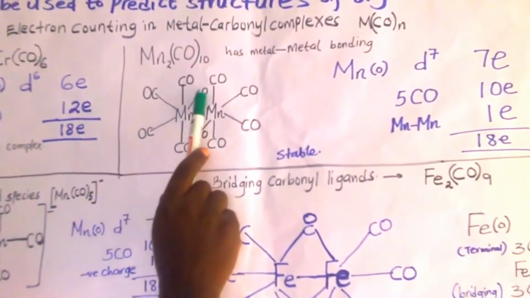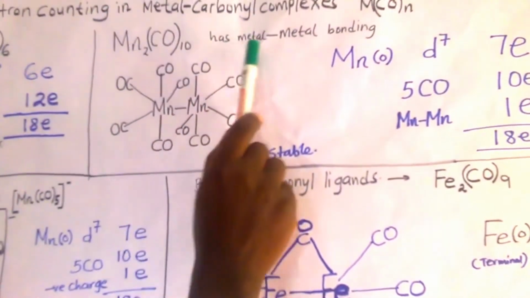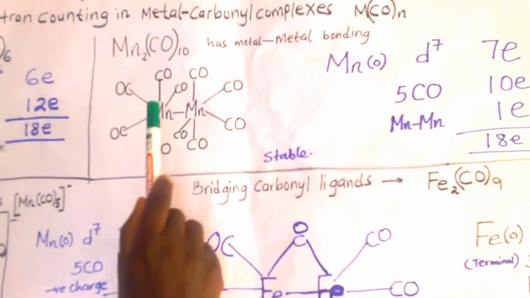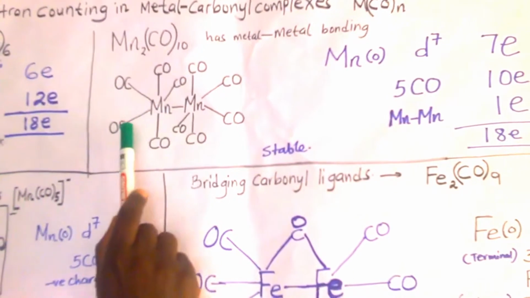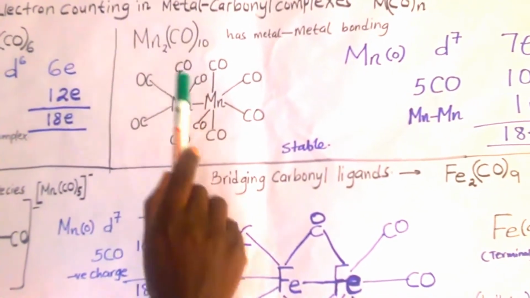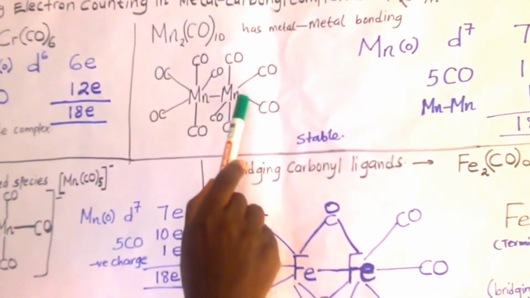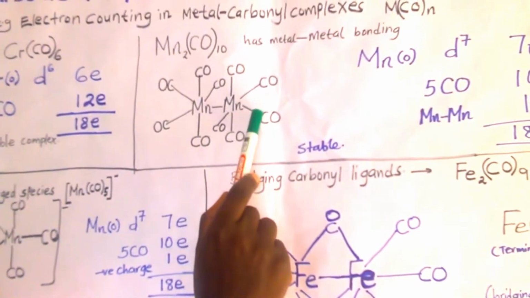Our second example here, it's a complex of manganese. It has a metal to metal bonding. It has a manganese to manganese bond. So if you look at this Mn2(CO)10, each Mn is surrounded by 5 COs.